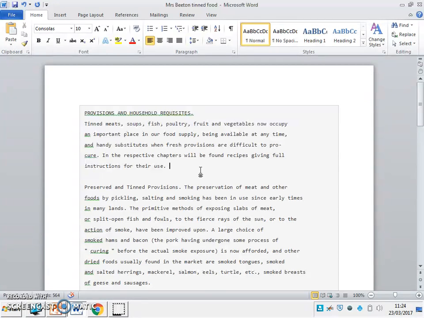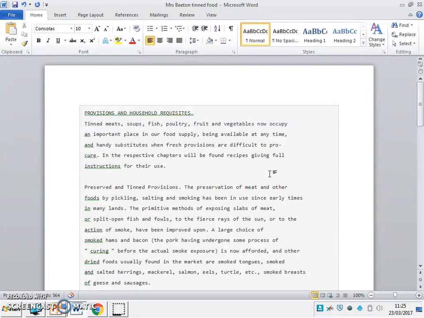Okay, so it sounds Victorian, but look back over it, break it down. Preservation. Most people know preservation means making something last longer. So they're saying pickling, salting and smoking. These are ways of making what? Meat last longer. Okay? In many lands, so across the world.